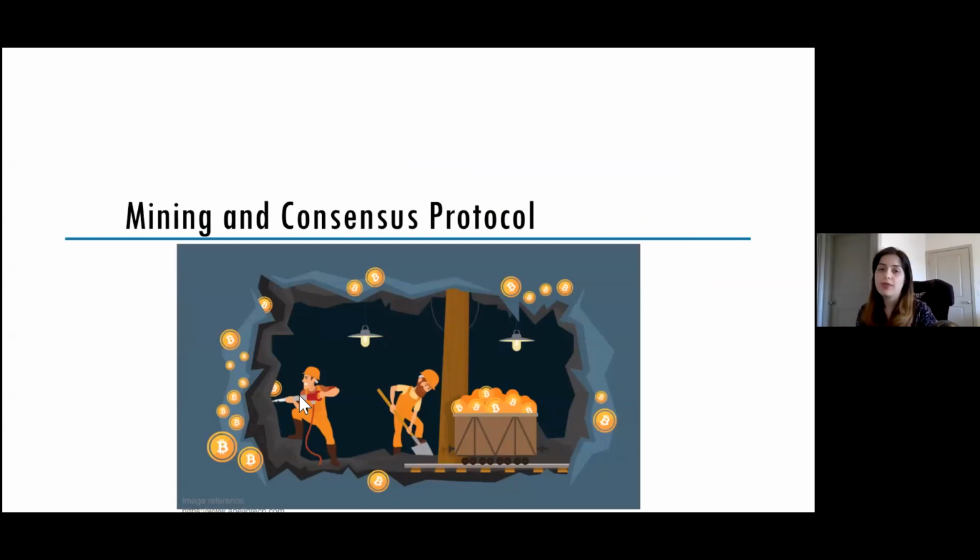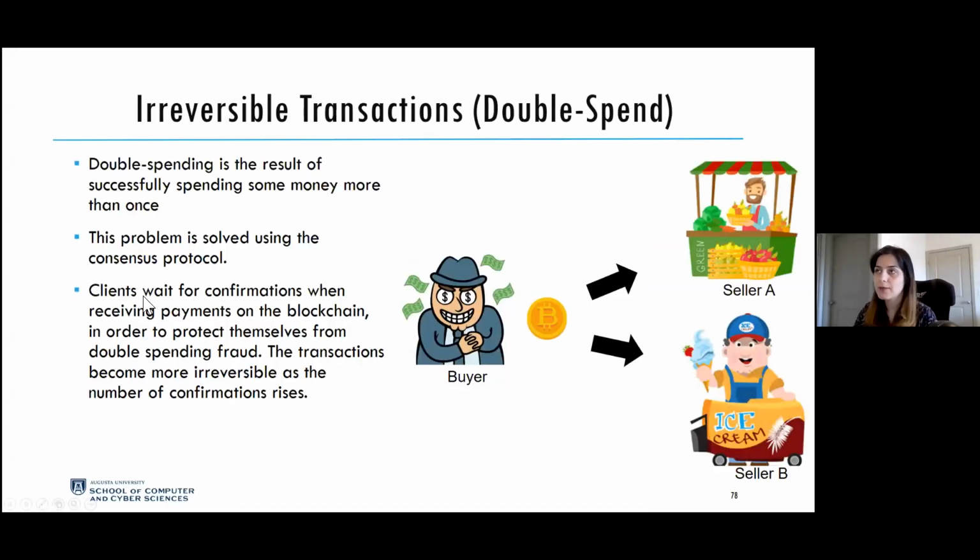Now, I think the most interesting part for most of us is to see how you as a miner can mine or create a block and add it, and what the consensus protocol is which the blockchain is using. So as we talked about last week, the problem that was being solved at that time was, can we have a digital currency without a third party and without the problem of double spending?